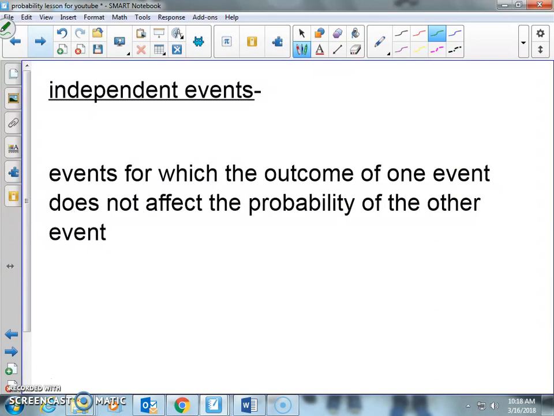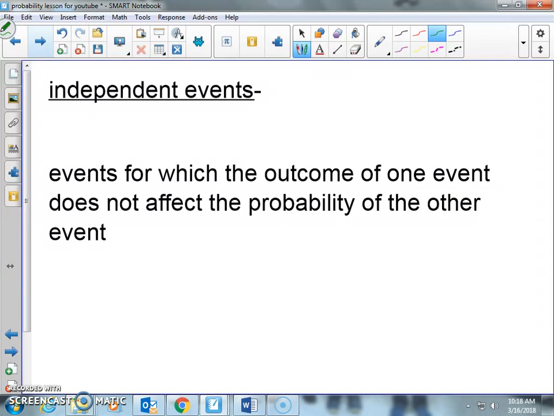I know sometimes when you're playing a board game, you might think, oh, I really need a 6, and somebody else just got a 6, so I can't. Nope. It's independent. Every time you roll the die, it is independent. There's always a 1 in 6 chance on a die of getting a certain number.